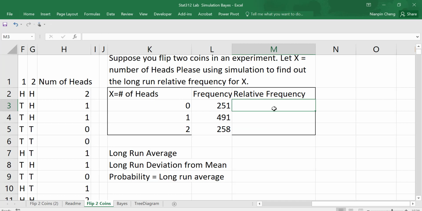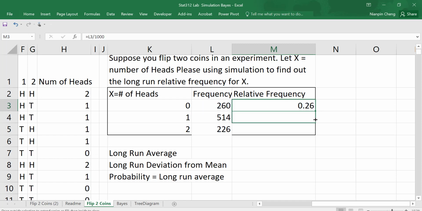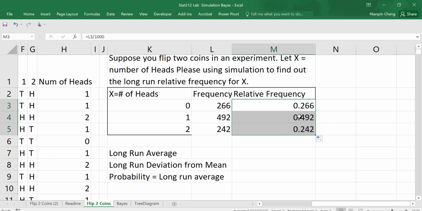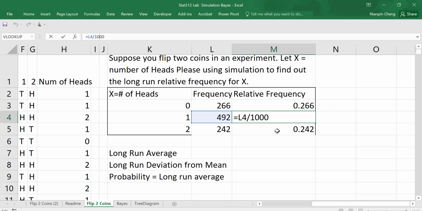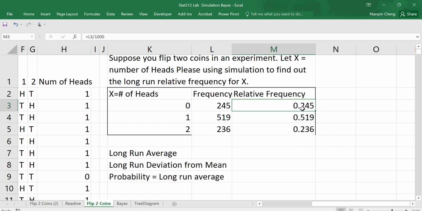So relative frequency equals the frequency out of the total number. So we tried 1,000 times. This one I also can just drag, copy the formula. So this is frequency over 1,000. You also can test that the relative frequencies added together should equal 1. You look at here, the sum equals 1.